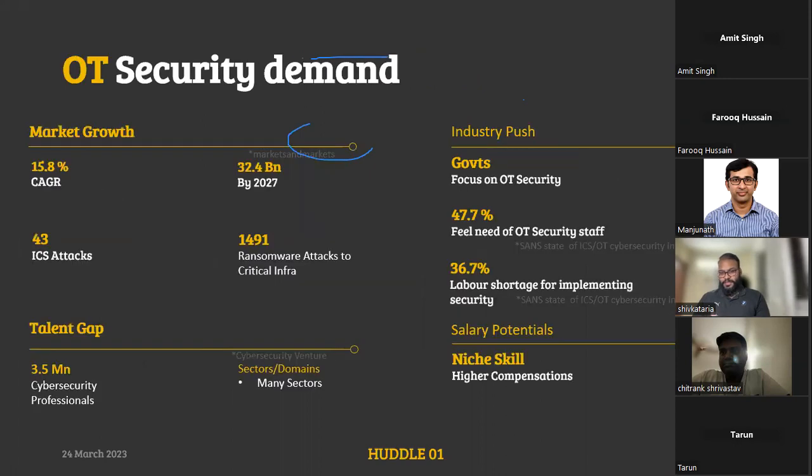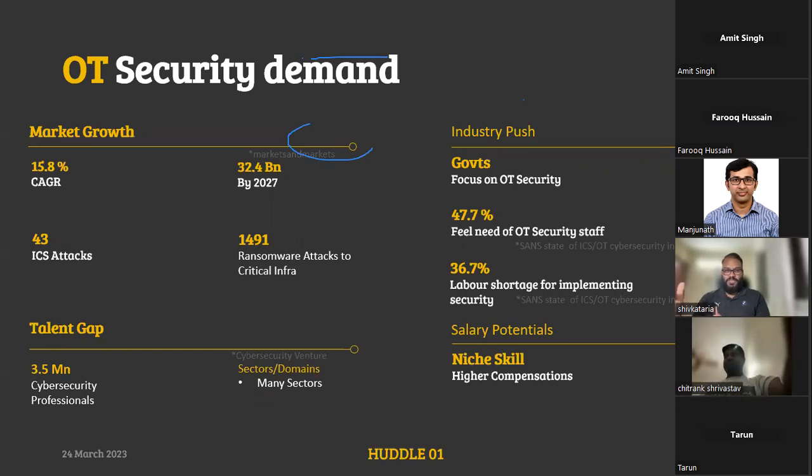Next slide, please. Now, coming to the demand in the OT security market. There is research published by MarketsandMarkets that shows a CAGR of around 15.8% for the OT security market itself. And the market for OT security is going to be 32.4 billion by 2027. So you can see the huge potential of the market itself.